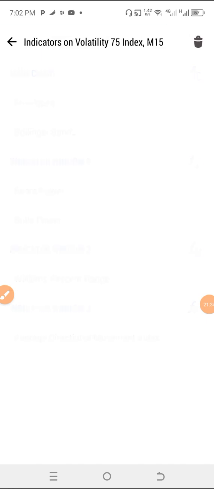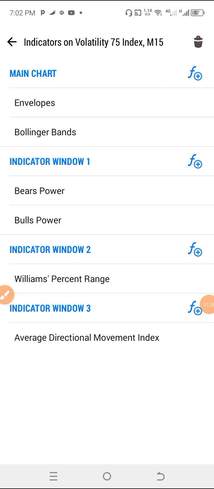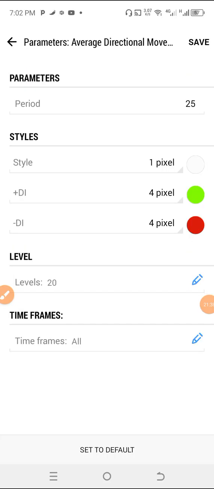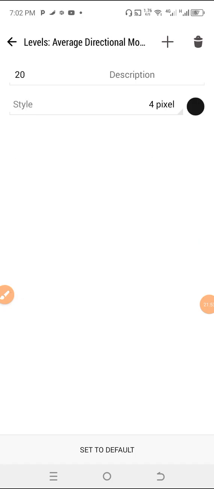Is that clear? Then lastly, we have the ADX, level 25. We don't need the style, it should be on your background color, the positive ADX, the negative ADX, and the level 20. Yeah, right? Level 20. So that is all about this particular strategy.